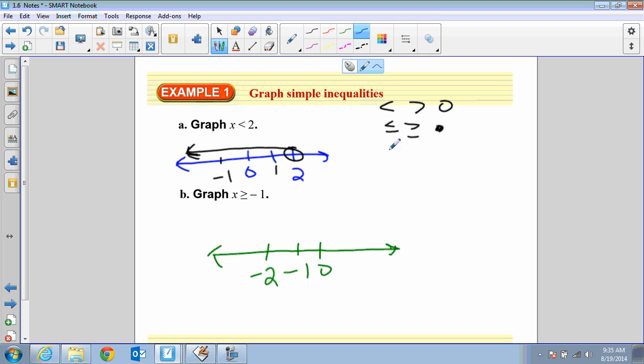Okay, and we'll start at -1 since it's equal to, it's a closed circle. And since we're looking at all the numbers greater than -1, we're going to go to the right. All the numbers greater than -1 would be 0, 1, 2, and stuff like that. Okay, so just make sure you pick some numbers to the left and to the right of the main number we're trying to find.